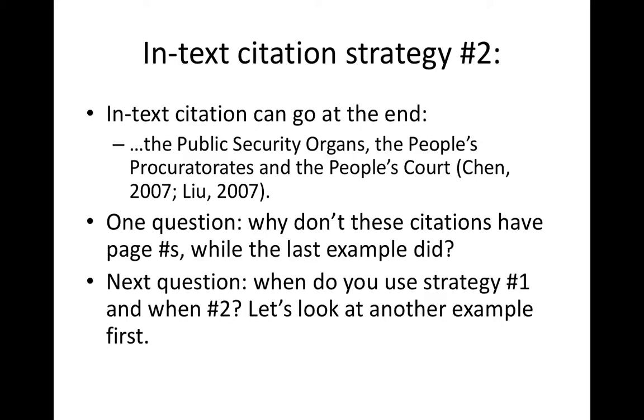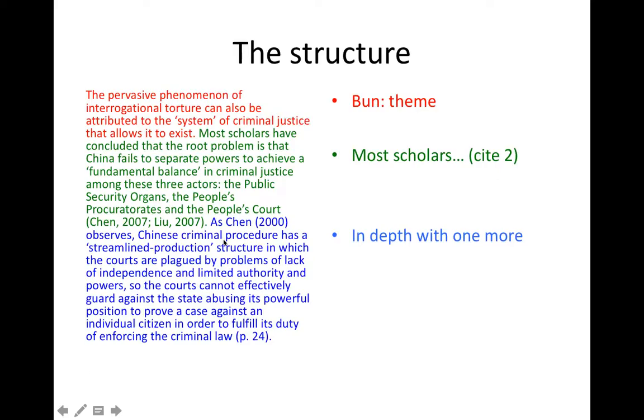Whereas if we're dealing with a more zoomed out view of a source, we might not have a page number because we're dealing with just the overall argument. It's a sentence that's summarizing a central point, right? You can't really locate it on one page because it's what the whole source is about. So that's why the zoomed out sentence, the one that talks about two sources, doesn't have page numbers, while the in-depth sentence with one source does have a page number.